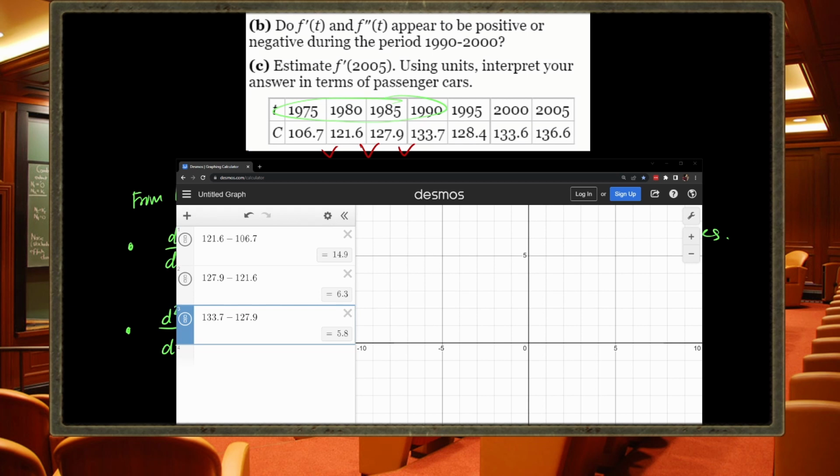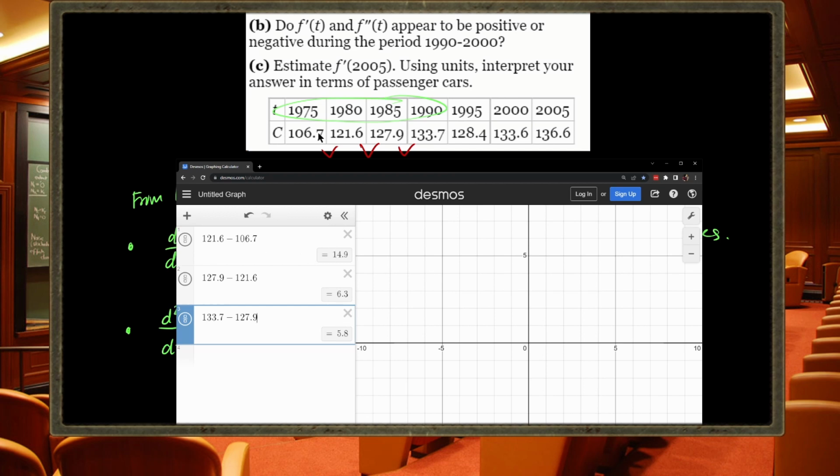All right, so I throw these into my calculator to see what the change is here, and if we can see a trend. So from 106 to 121, or rather we go by the input, from 1975 to 1980, what's the change? We see it's an increase of 14.9. We know it's all increases. From 1980 to 1985, it's an increase of 6.3. And from 1985 to 1990, it's an increase of 5.8.